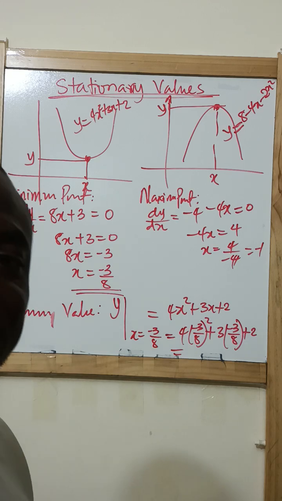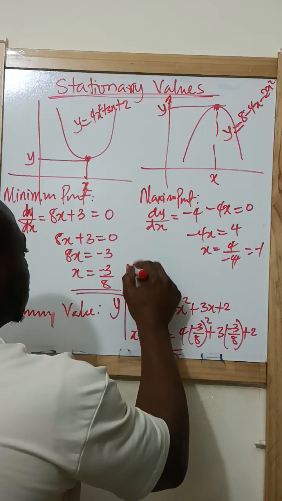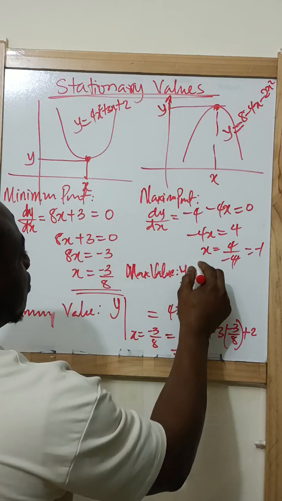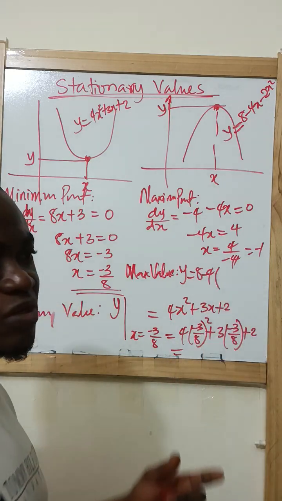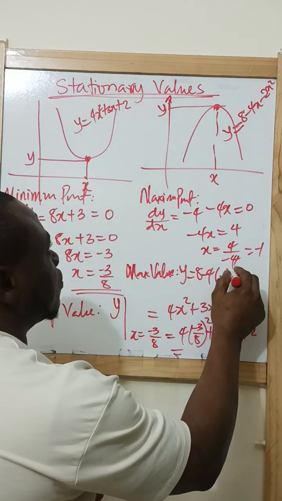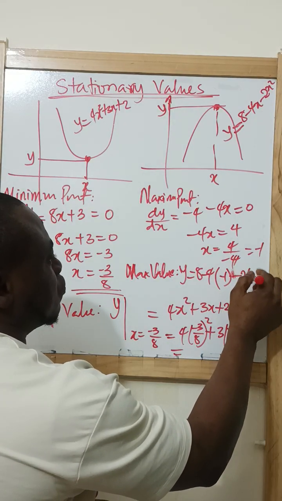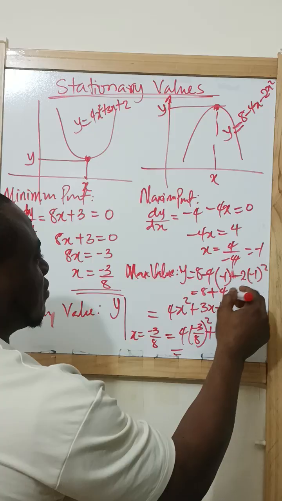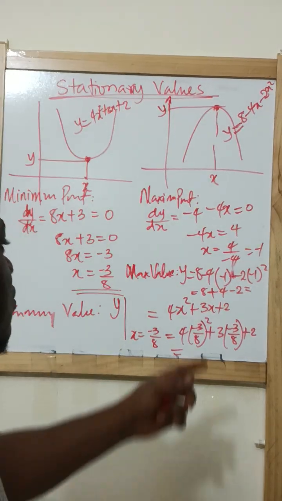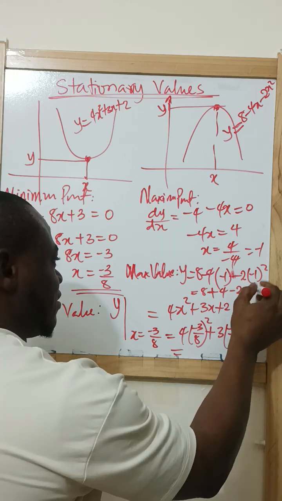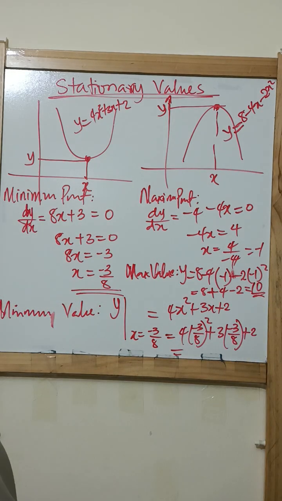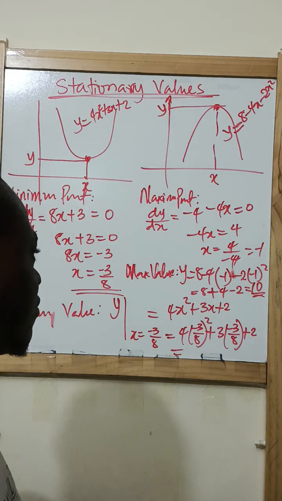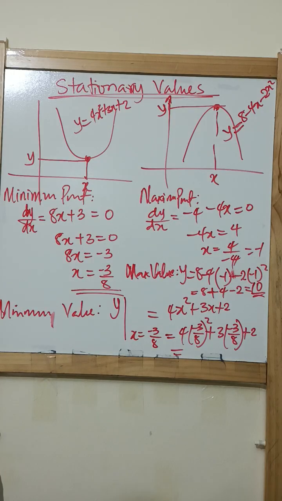So what is now the maximum value? The maximum value is now going to be y will be what? 8 minus 4x. So what is x? x is minus 1, minus 2x squared. Okay? That will be 8 plus 4, right? Minus 2. Okay? So 8 plus 4, that's 12 minus 2, that's 10. Okay? So the maximum value there is 10. So this is how we go about finding the maximum value.